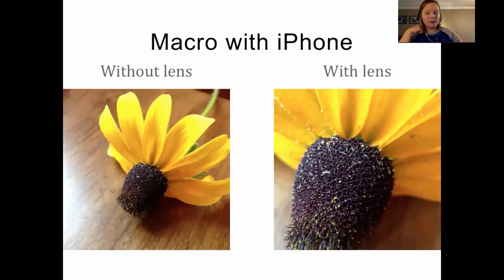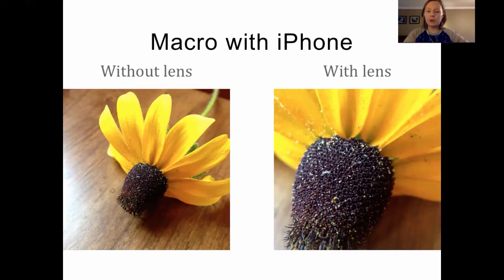Here's an example of how I did this. On the left, you see an image of a flower. This is with an iPhone, and this is as close as my phone would focus on that flower with no special adapter or lenses. Then I broke a lens out of an old disposable camera, held it in front of the lens on my camera, and I was able to get that kind of magnification.